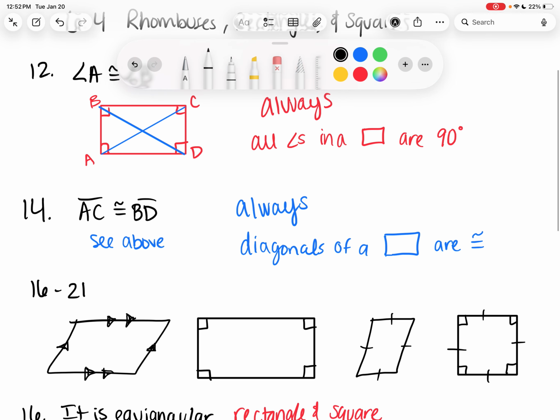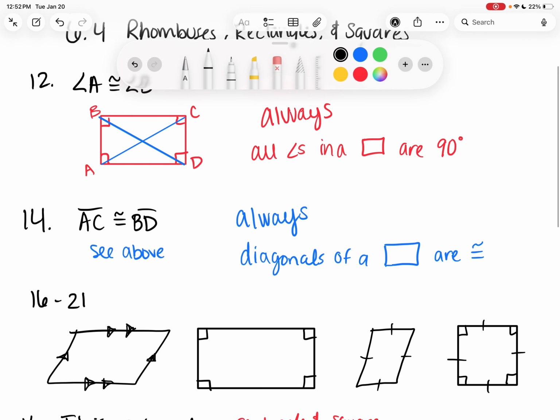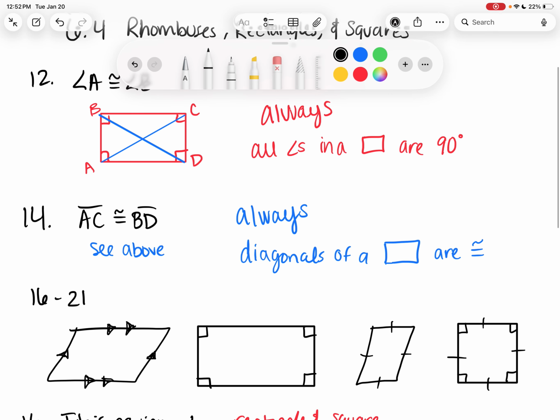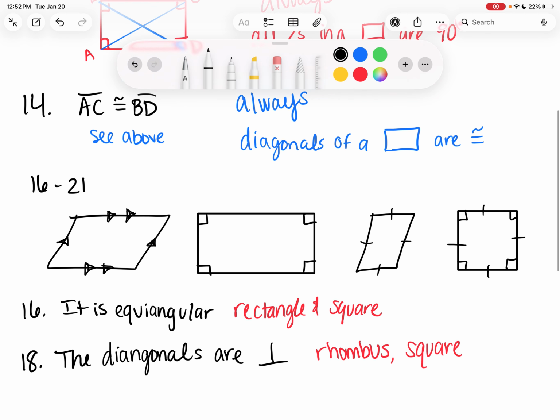Because in a sense, you are doing it with stuff like 12 and 14. You're giving the reason. It's just a 1 step instead of a 5-step proof type thing.